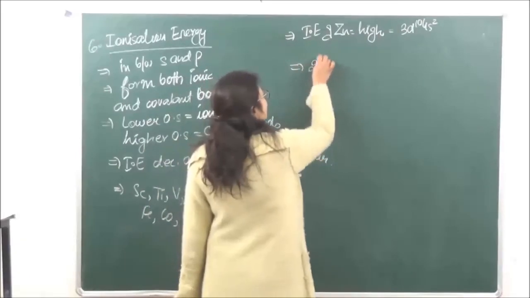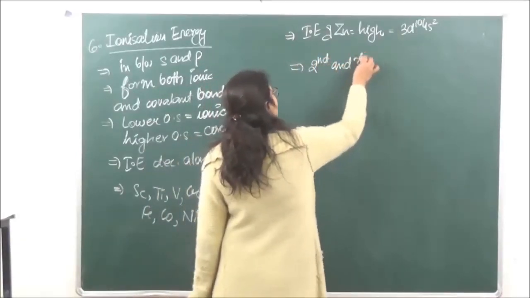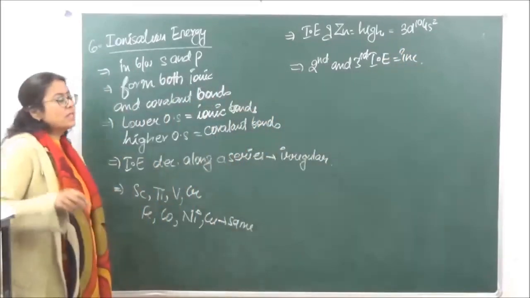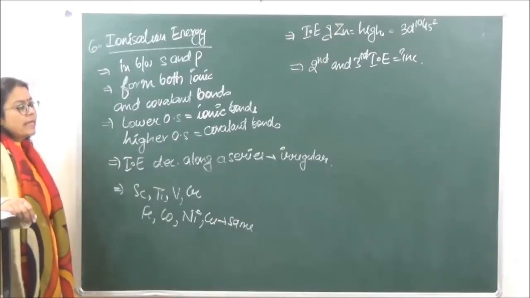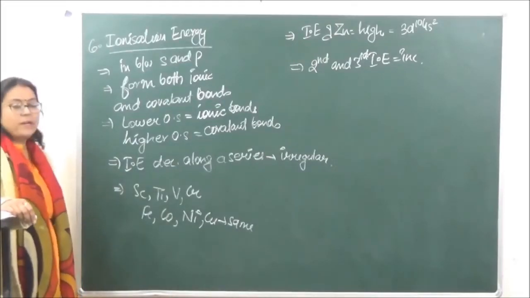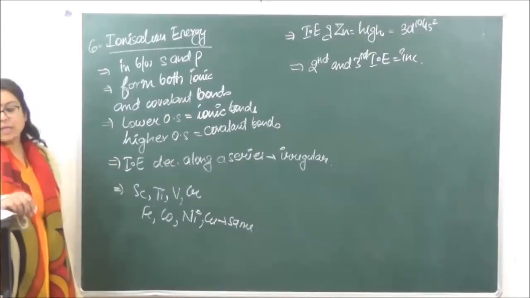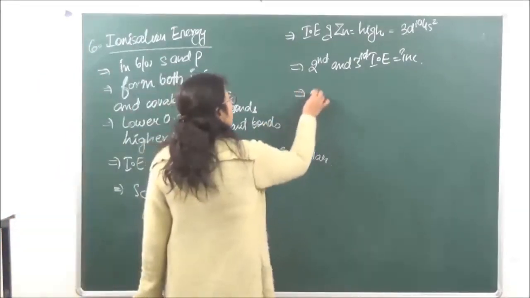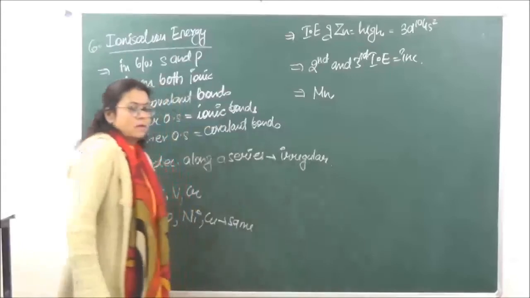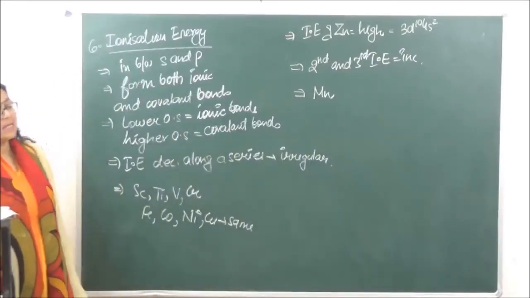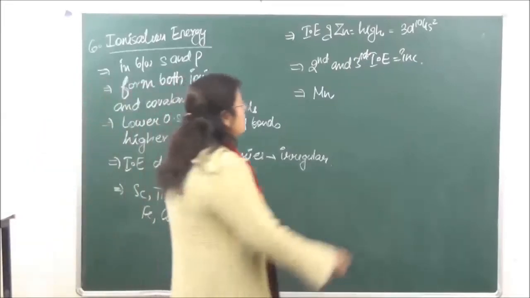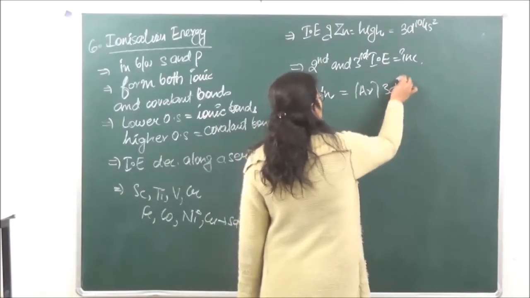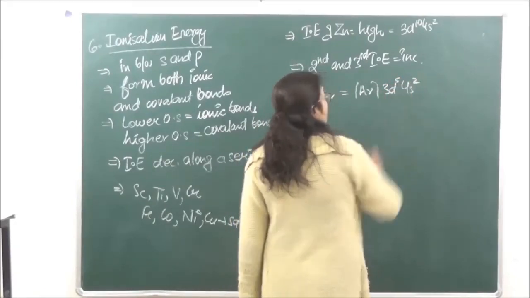So what do we understand by second and third ionization energy? Second ionization energy is the energy required to remove the second electron, and the third ionization energy is the energy required to remove the third electron. So they will also keep on increasing. When we are talking of the third ionization energy of manganese, it is very high. The reason behind this is, when we look at the electronic configuration, it is 3d5 4s2.